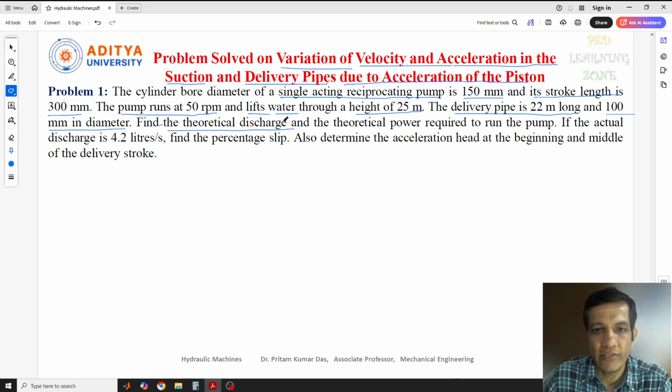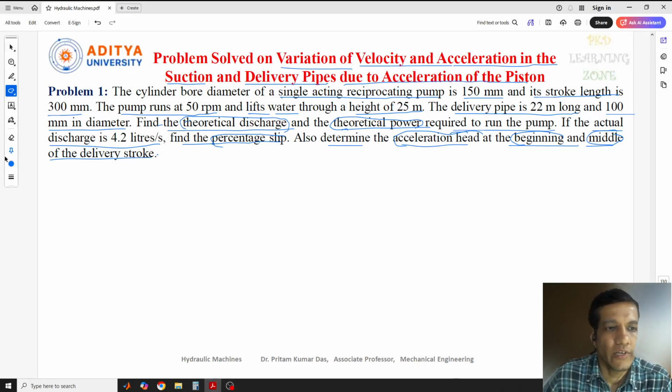Find the theoretical discharge and theoretical power required to run the pump. If the actual discharge is 4.2 liter per second, find the percentage of slip. Also determine the acceleration head at the beginning and in the middle of the delivery stroke. So we need to calculate a lot of things here, step by step. First the theoretical discharge, then the theoretical power, then the percentage of slip, then the acceleration head at the beginning and at the middle of the delivery stroke. So we need to calculate five to six terms.